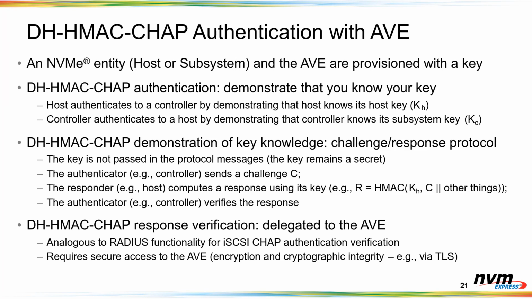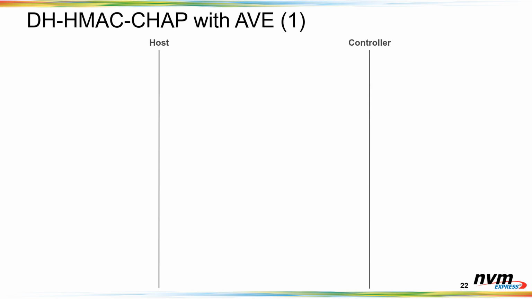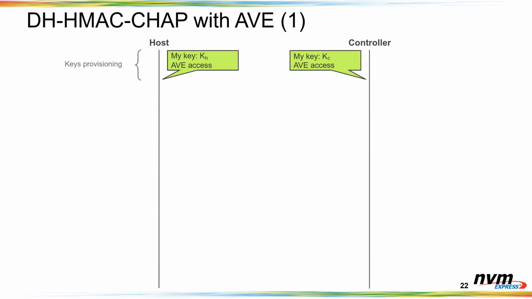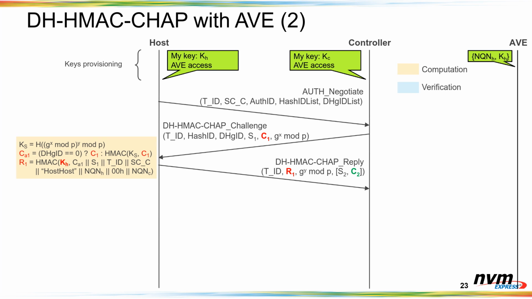So how does an authentication work between a host and a controller when an AVE is deployed? First, we have a change in the provisioning step. Now, when I do my provisioning, I need to provision on the host the key of the host, plus a way to access the AVE. On the controller, the same thing: a key for the controller and a way to access the AVE. The AVE, of course, will have, as an example, the record NQN of the host, key of the host that I'm considering here. The first part of the protocol then is exactly the same.